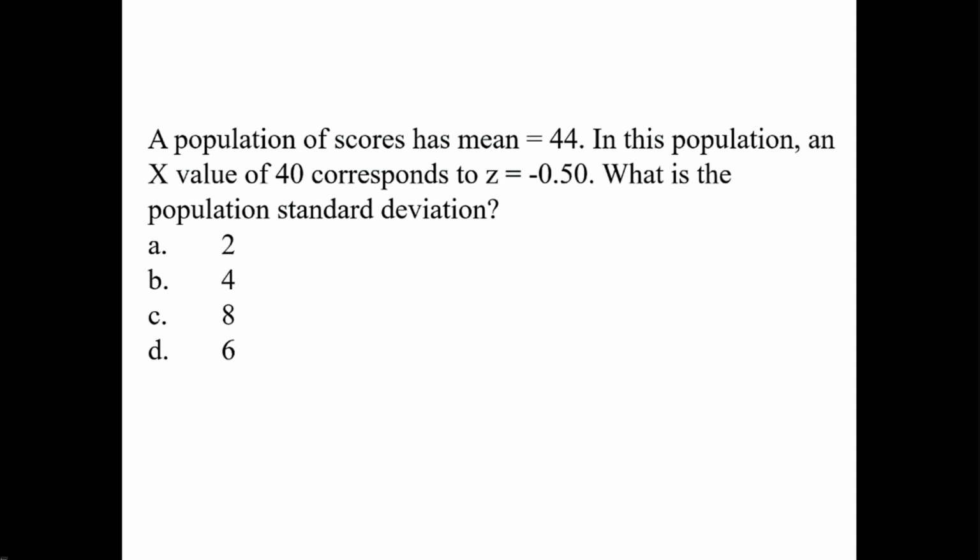All right, so a population of scores has a mean of 44. An X value of 40 corresponds to Z equals -0.5. So we know that that's half a standard deviation below the 44. So I know that the 8 must be the actual standard deviation.